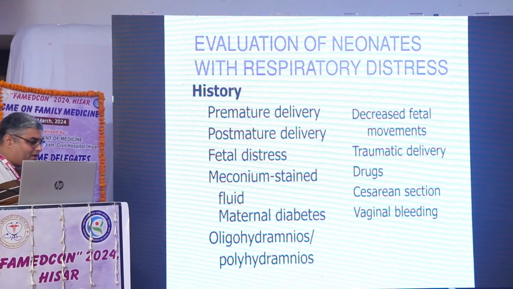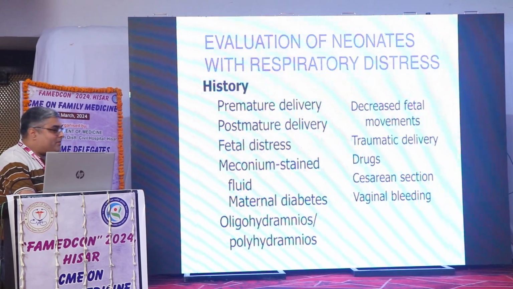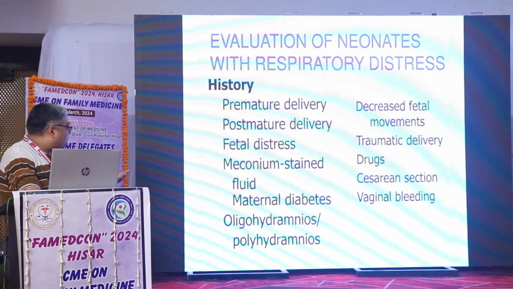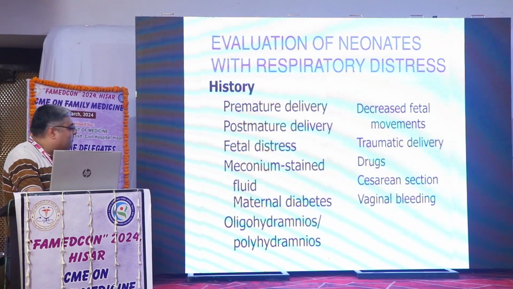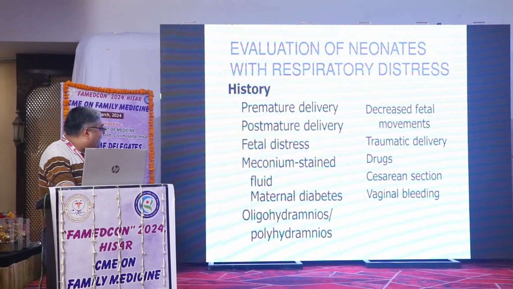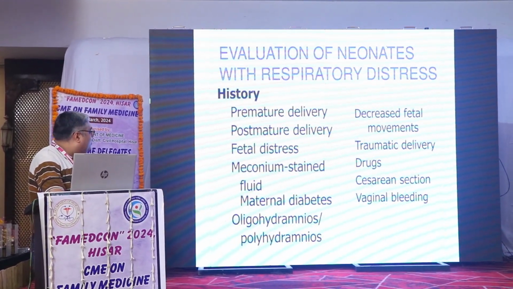Like any baby coming to the NICU, we take the history, whether it was a premature delivery. Premature delivery, we want to rule out HMD. Post-mature delivery, we rule out any meconium aspiration. I will just tell the common thread. Meconium stained liquor, or a history of GDM, again a risk of HMD is there.